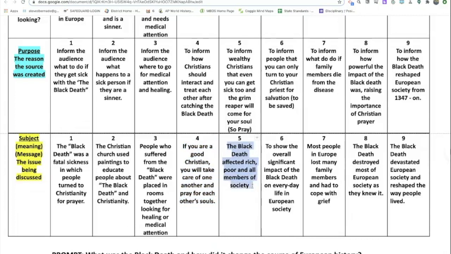The Black Death affected rich and poor, all members of society. To show the overall significant impact of the Black Death, the influence of the Black Death. Most people in Europe lost many family members. Influence of the Black Death. Destroyed most of European society. Influence of the Black Death. Devastated European society, reshaped the way people lived. Influence of the Black Death. Two major conclusions so far. The influence of the Black Death was powerful, and the influence of Christianity on the lives of people was powerful.